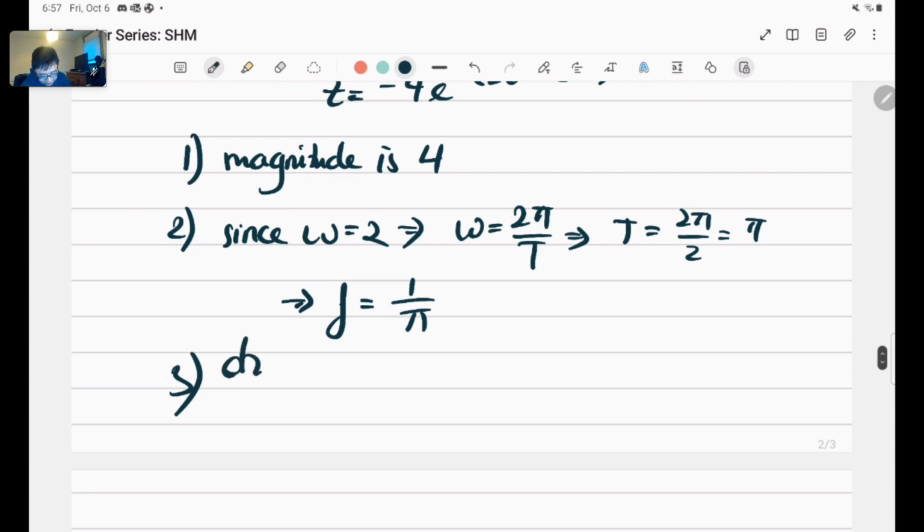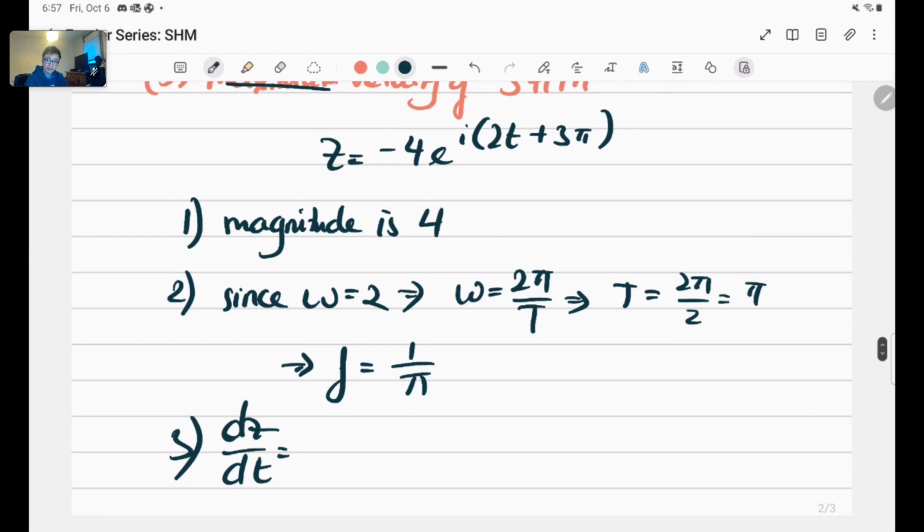All right. So I'm going to say dz over dt. Sorry, dz over dt. And like I said, ignore the x, and I just put x in there. All right. So what do we have here? We have minus 4 e to the 2t plus 3π. Just write everything down here, because the derivative of e to the power of x is equal to itself, and then you bring everything down.